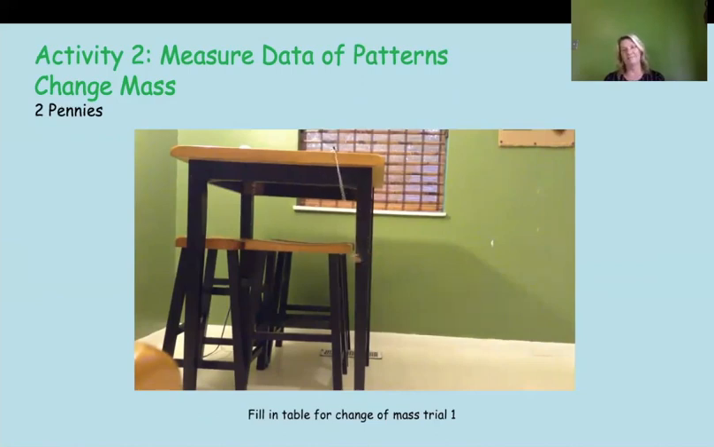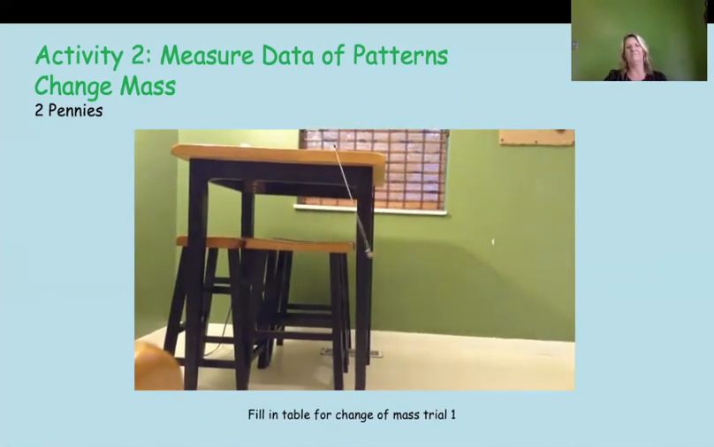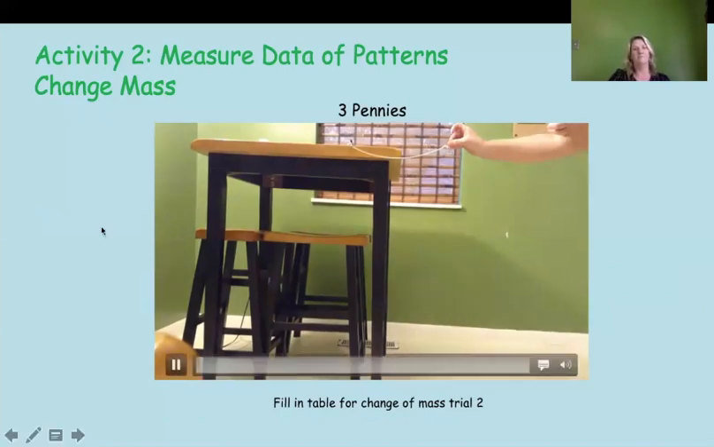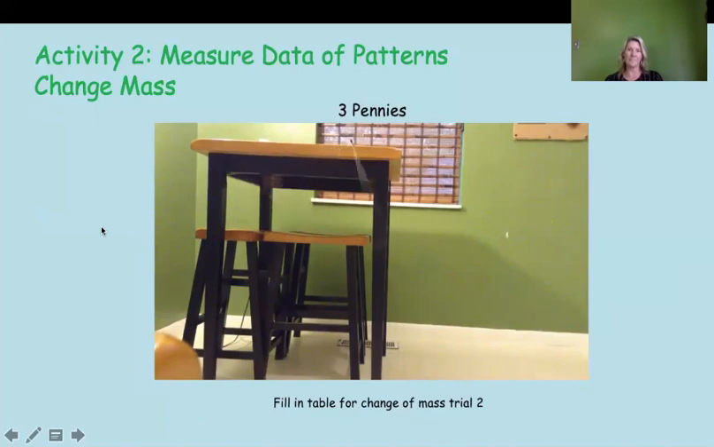Okay, what did you get? I got 15. So go ahead and write it on your table. Now we're going to do 3 pennies. Okay, I got 16. What did you get?